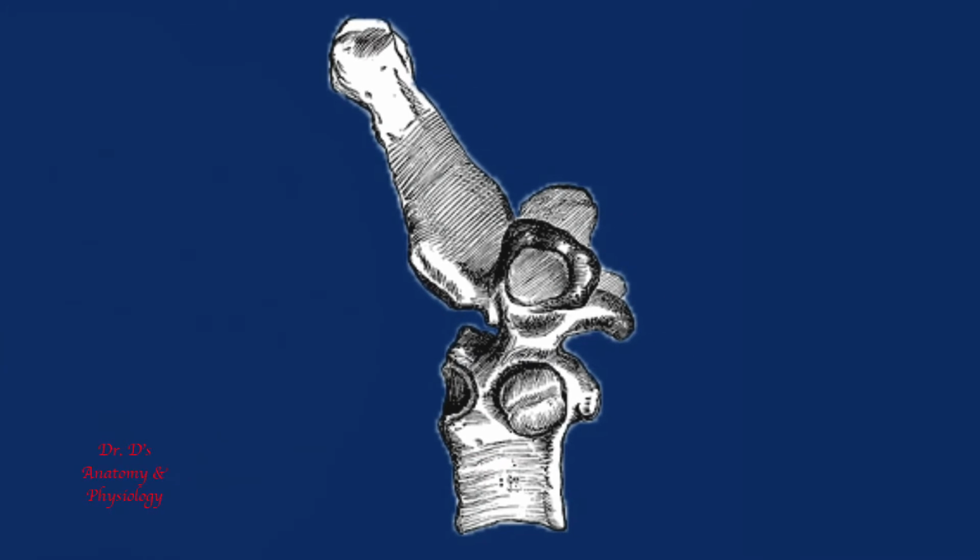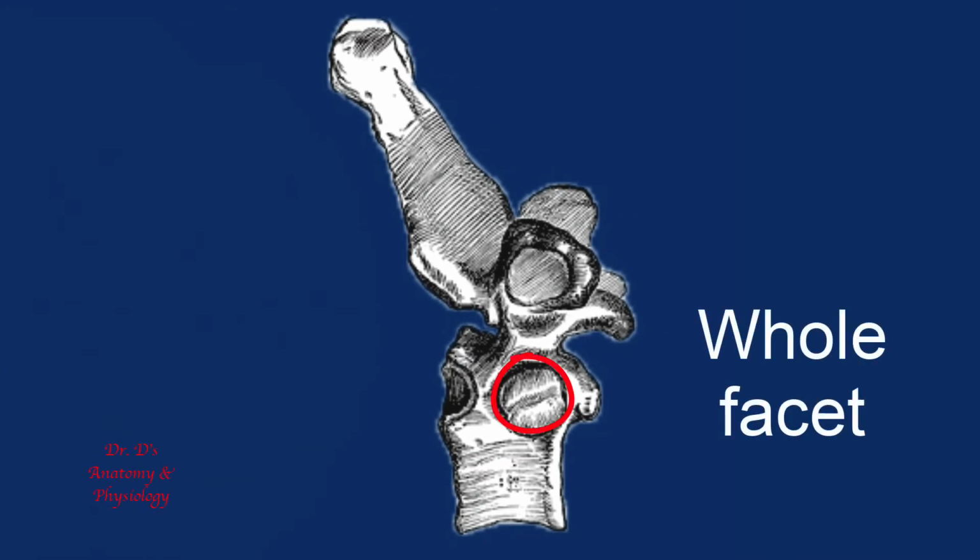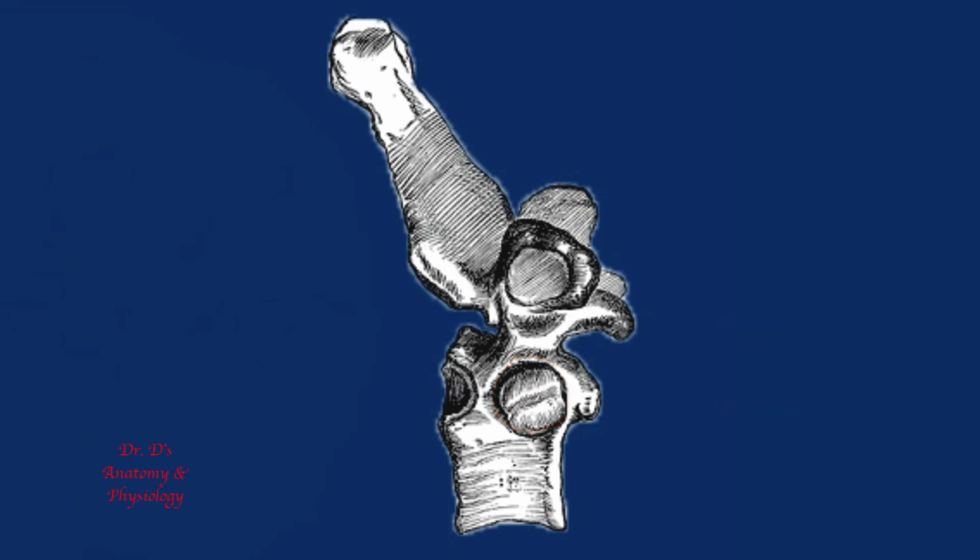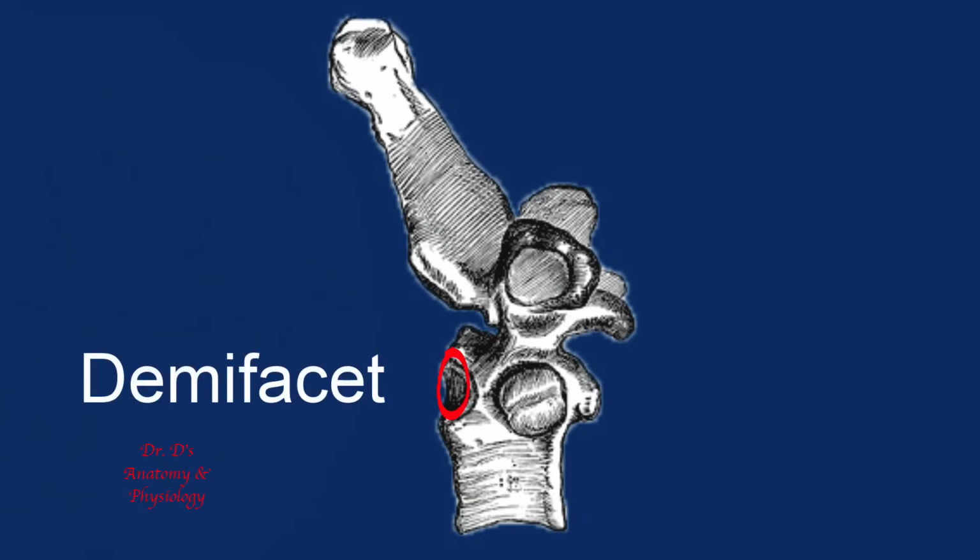So here is T1, and we can see that there is a whole facet on the body of T1. The head of the first rib is only going to articulate with the body of T1. The second rib is going to share an articulation with T1 and T2, so T1 is going to have a demifacet that reflects the sharing.